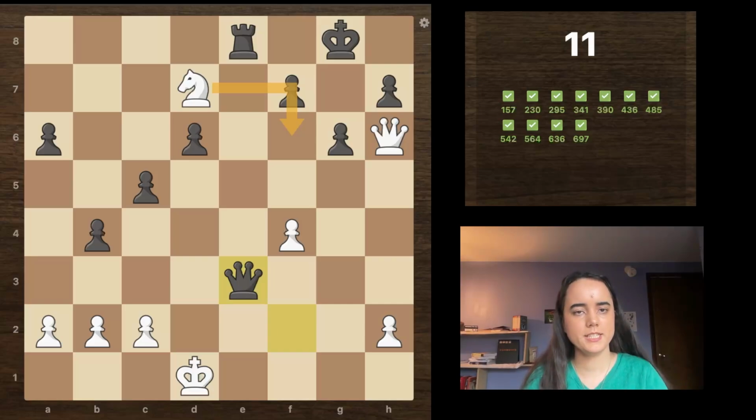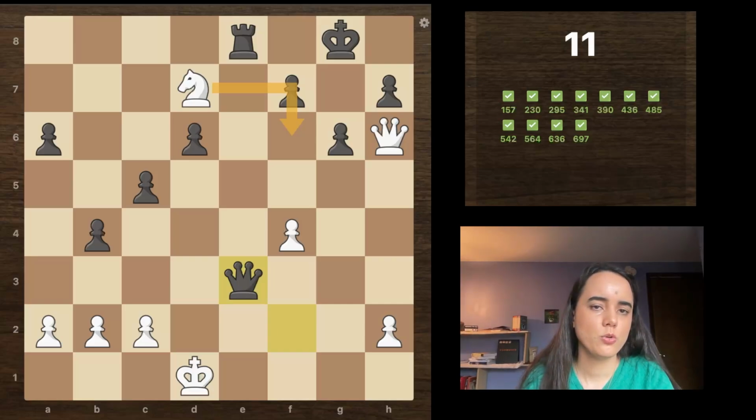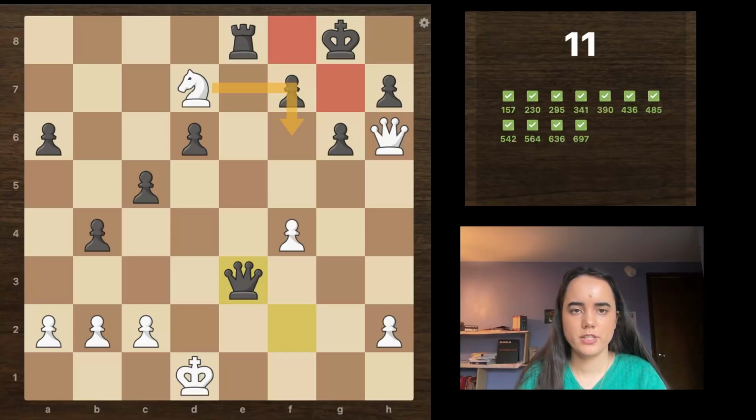So let's see, he can't take it. Can he block? No, because it's a knight check. So where can he go? So he can't go here, it's covered by the queen. He can't go here, it's covered by the queen. So it looks like he has to go, yeah, he can't go here or here, those are where his pieces are. It looks like he has to go here.